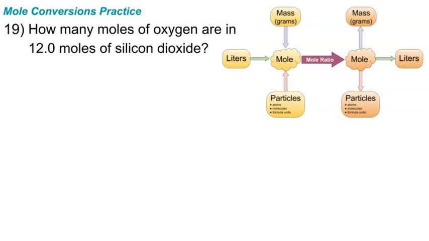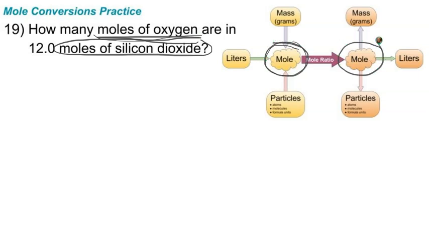So the first thing we want to do is plan our strategy. We're starting out in moles of silicon dioxide, so I'm going to circle that on my mole chart here. And we are ending in moles, but when we end, we're ending in moles of a different substance. We're actually ending in moles of oxygen, even though we're starting out in moles of silicon dioxide. And so I'm going to start with moles of one substance, but I'm actually going to end with moles of a totally different substance, which means I do need to do dimensional analysis.